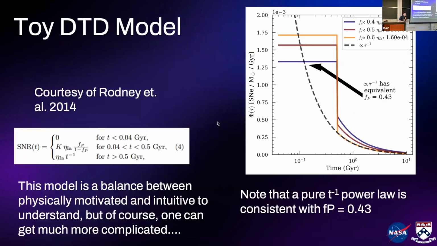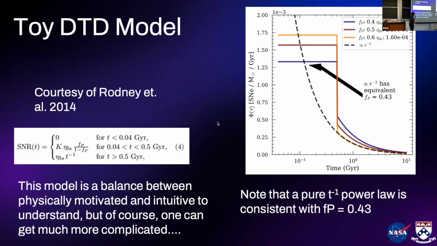So that's all well and good, but I wanted to do something a little bit more physical. So I'm starting from a toy delay time distribution model that I blatantly stole from Rodney et al. 2014. This model has 2 important components, but we really only care about one, and that is the prompt fraction, the fraction of the universe that is in the form of prompt supernovae versus delayed supernovae. So you've got this early prompt component here, and this long delayed tail component here that goes all the way out to 10 gigayear.